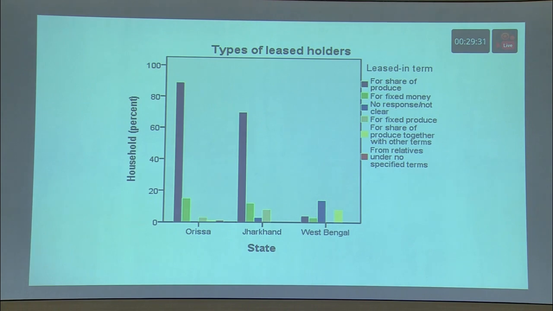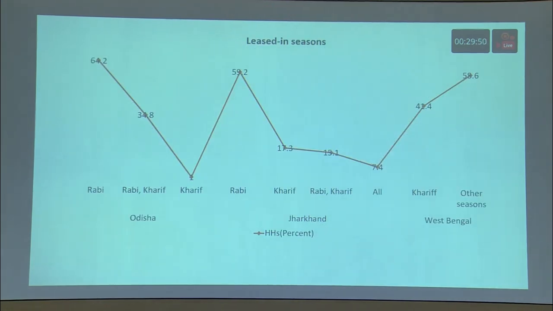But in West Bengal, to some extent people also go for fixed terms, and there is also produce together with other terms, where both share the cost of production and there is some mutual investment. In Odisha and Jharkhand, this case is missing. As for the leasing in seasons, it's not Kharif. I had an impression that the Kharif season especially induces leasing in and leasing out, but the empirical findings suggest it's the Rabi season, because Jharkhand and Odisha are plateau regions, and even in West Bengal potato cultivation is a very significant practice during the Rabi season. So this induces the process of leasing in and leasing out.